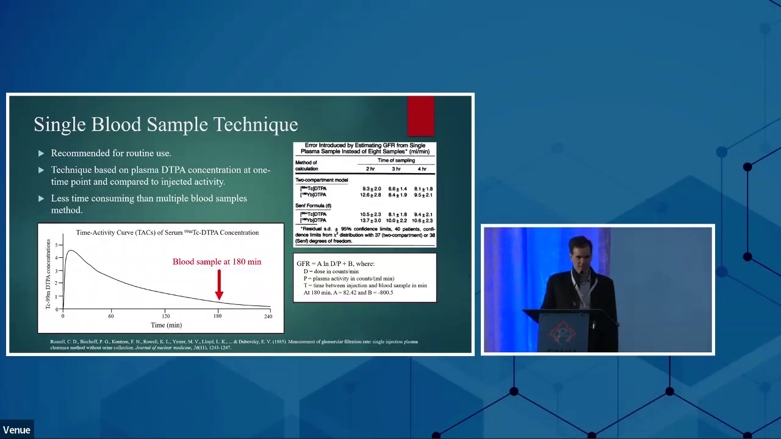But we'll talk about the single blood sample technique, which is the one that we use, and it's less time consuming. And for DTPA, we obtain 1 single blood sample at 3 hours. This technique is based on the DTPA concentration at one time point compared to the injected activity. And using this method, that's how we obtain the GFR, and that was described by Russell and Elias, published a long time ago.